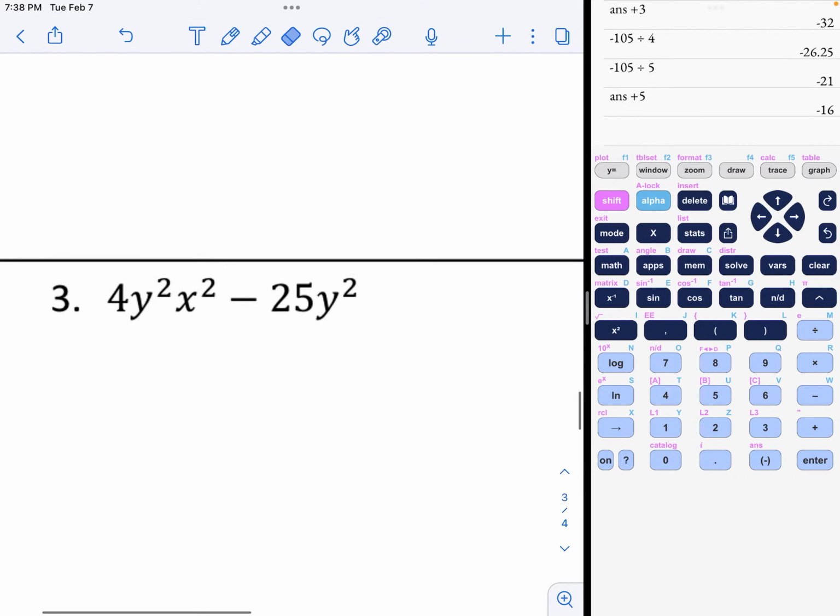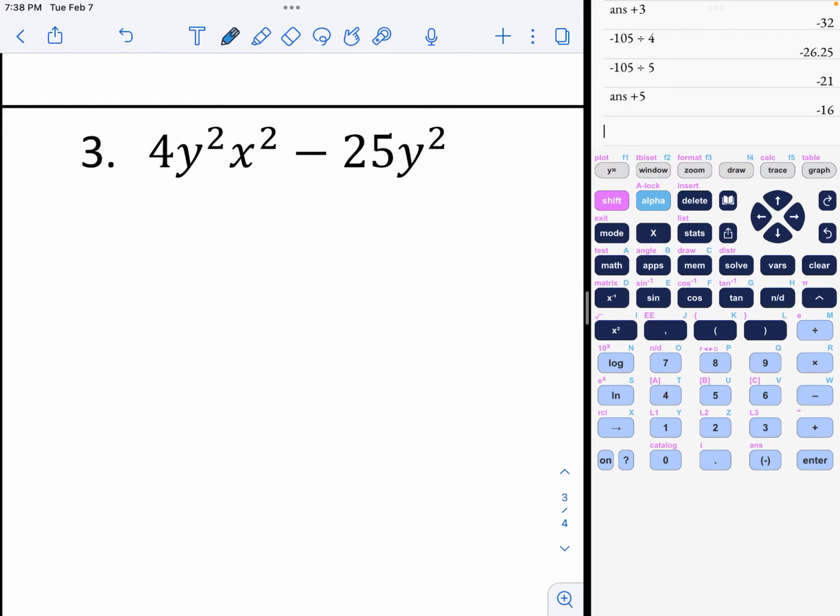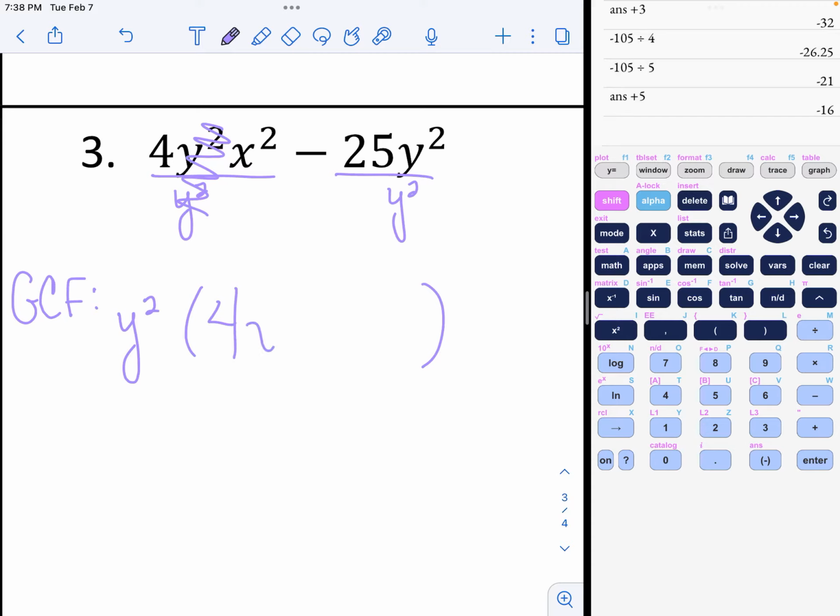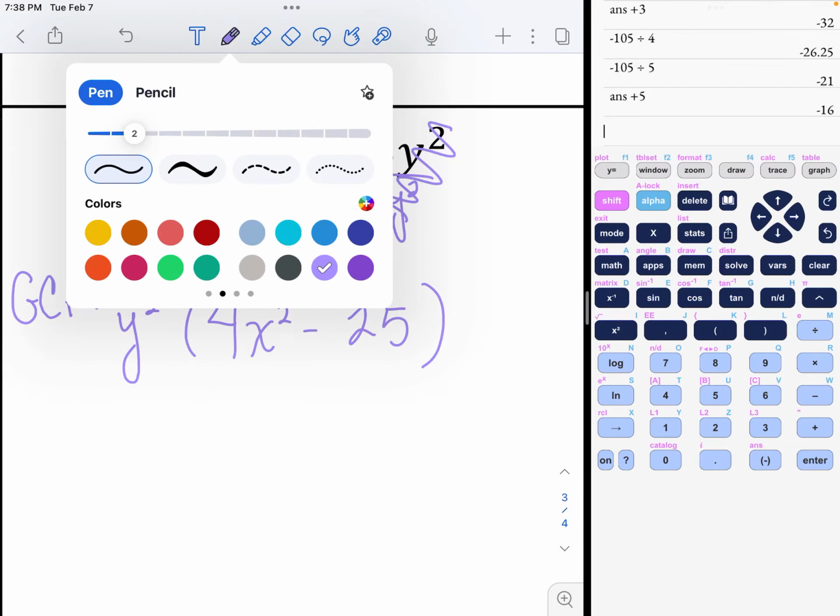Number 3. I need to find my GCF. That's my first step. Well, they don't both divide by 4, and they don't both divide by 2 or by 5, but they both have a y squared. So that's going to be my GCF. When I take the y squared out here, I'm just left with 4x squared. When I take the GCF of y squared out here, I'm just left with the 25.